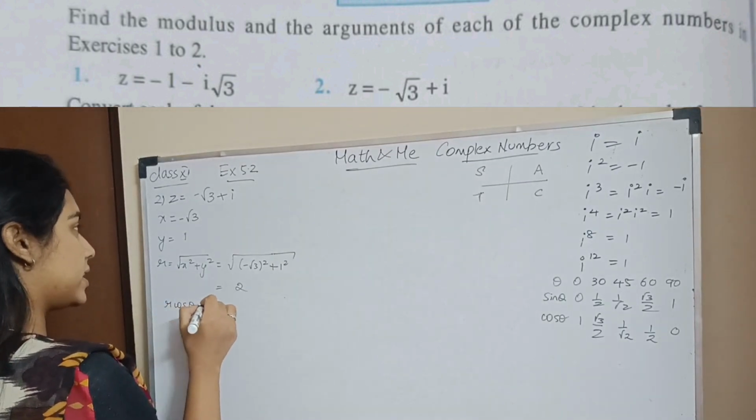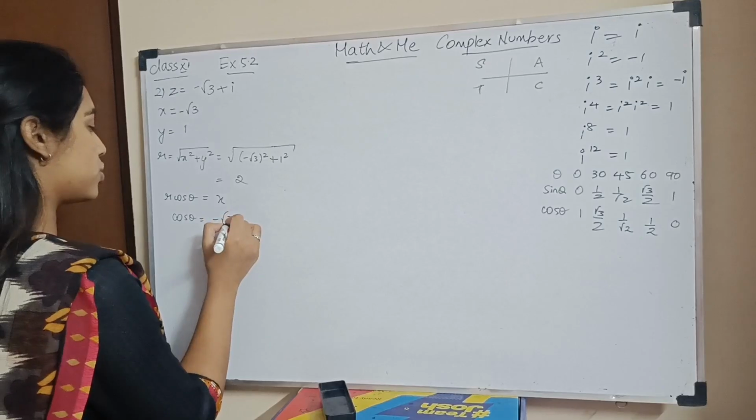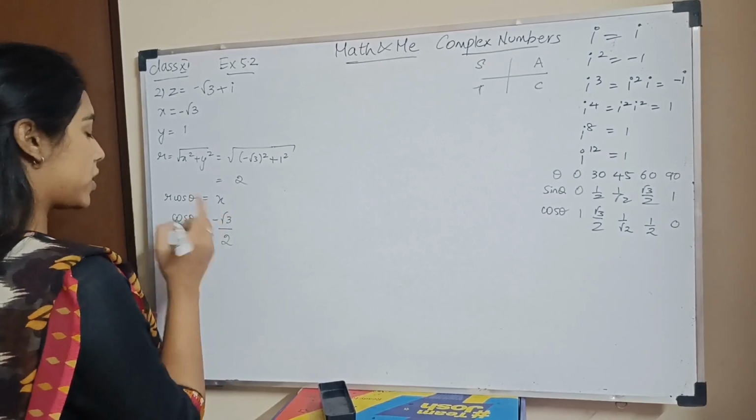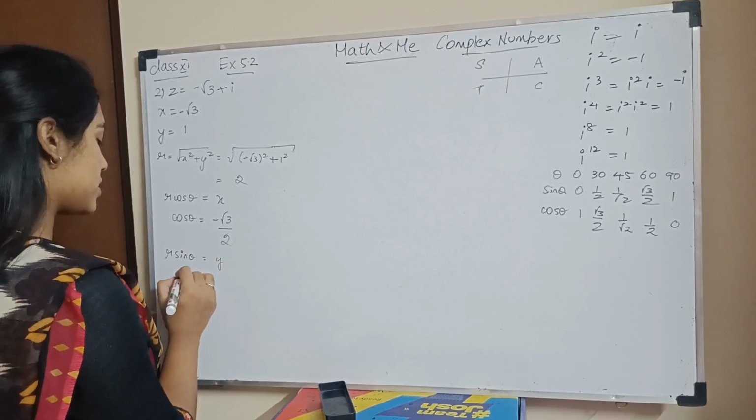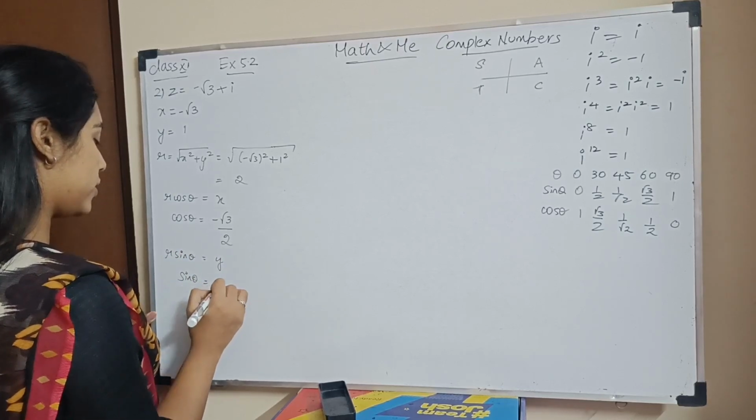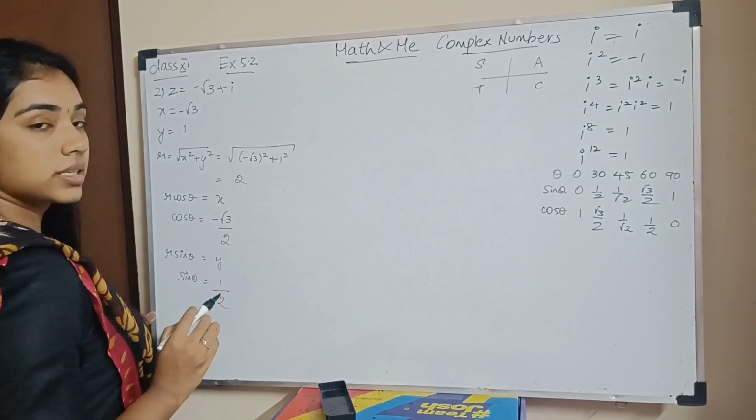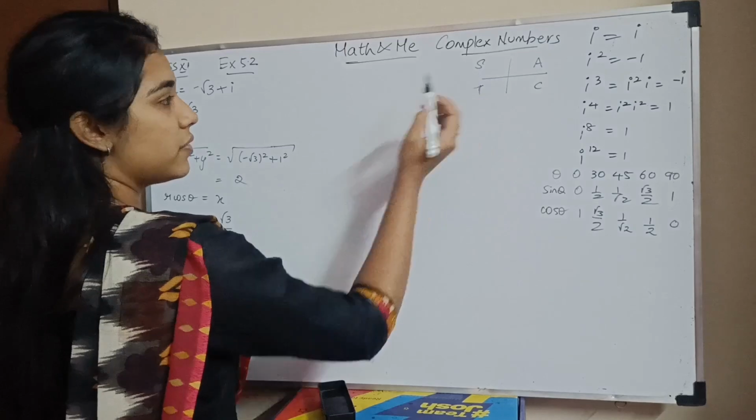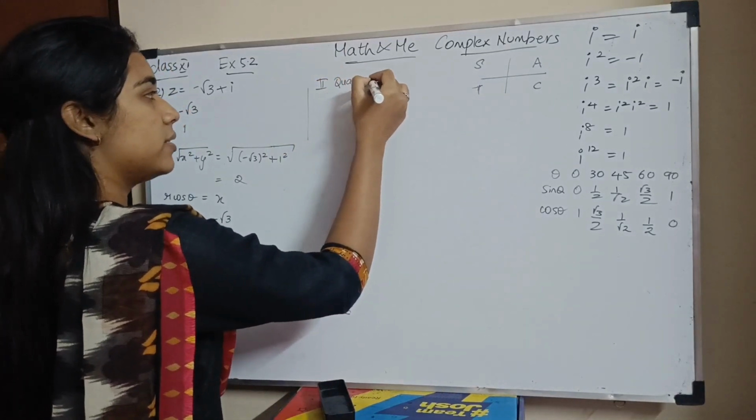r cos theta equals x. So cos theta equals x ஓட value என்ன? -√3 divided by r is 2. Cos theta negative. What is r sin theta? It is y. So sin theta, y ஓட value என்ன? 1 divided by 2. So இப்போ sin positive, cos negative. So sin positive na we are in the second quadrant. So we are dealing with second quadrant.